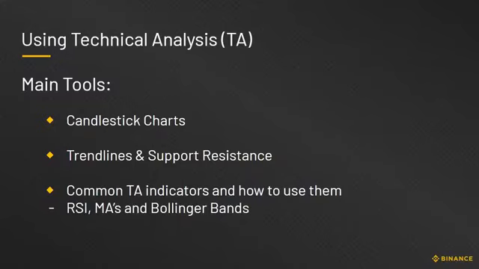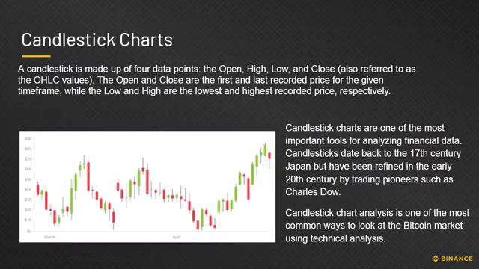So using technical analysis, there are various tools. The first one is the candle charts. Most of us know them as candlesticks, but in crypto they call them candle charts. Then trend lines and support lines. We have common technical analysis indicators and how to use them: the relative strength index, the RSI, the MACD. We'll look at the full meaning of all these things, and the Bollinger Bands.